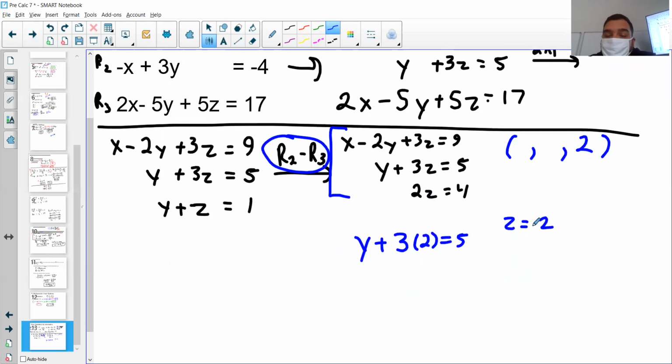But still, the best thing to do is kind of like this one, so y equals -1. And notice if you plugged it in here, you would also get -1. And then here, we're gonna plug it into the top, so we need all 3 variables. So this one is x minus 2 times -1 plus 3 times 2 equals 9.